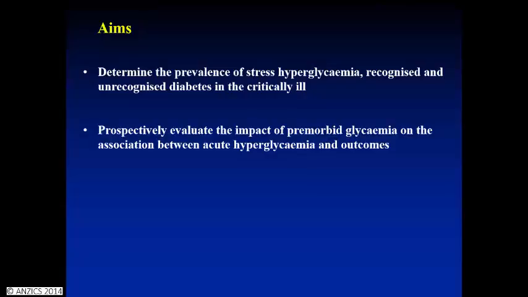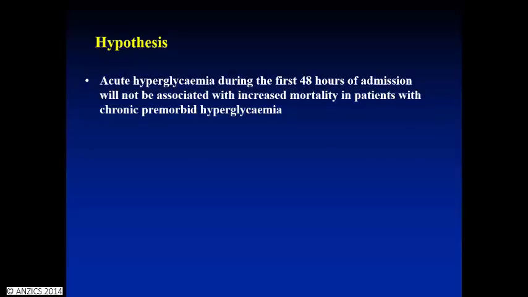So the aims of this study were to determine the prevalence, particularly of stress hyperglycemia and undiagnosed or unrecognised diabetes in the critically ill, and then to prospectively evaluate the impact of premorbid glycemia on the association between acute ICU hyperglycemia and outcome. And our hypothesis was that acute hyperglycemia during the first 48 hours of admission would not be associated with increased mortality in those patients who are chronically hyperglycemic, so those patients who have poorly controlled diabetes.